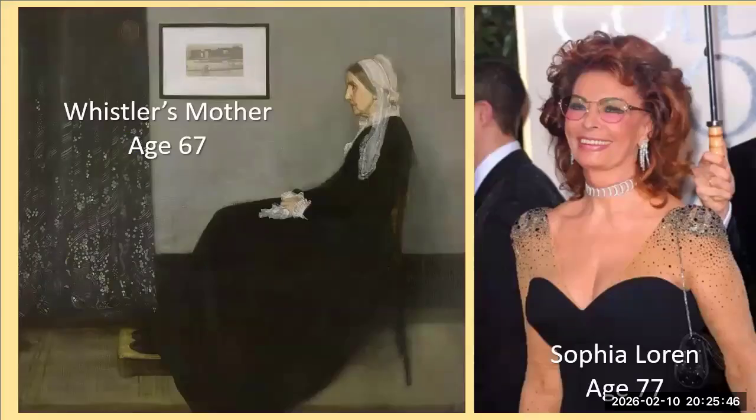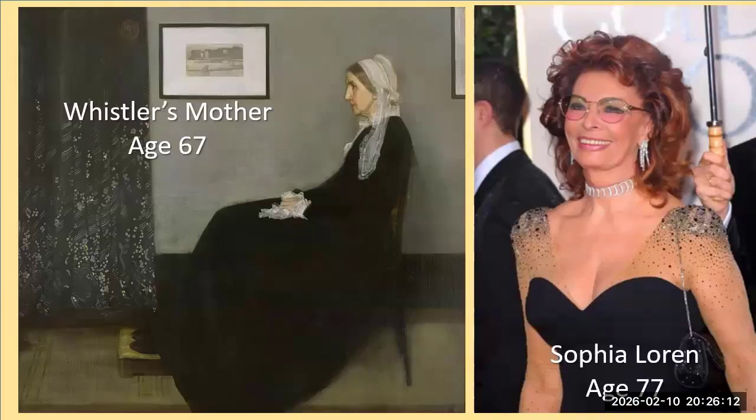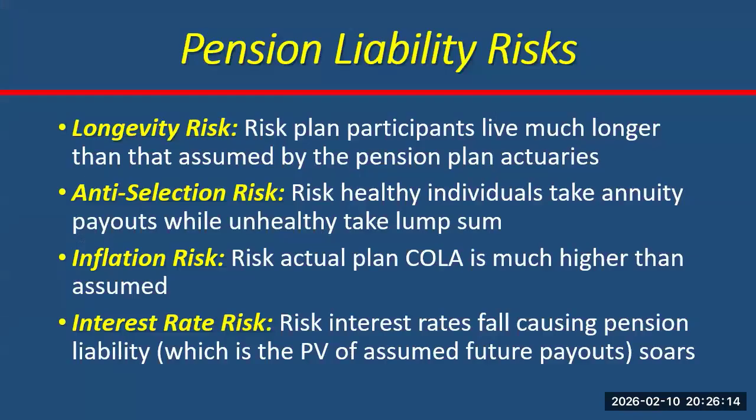So how much are we aging now? This is Whistler's mother at age 67. Sophia Loren at 77. Have y'all noticed how much older people look when you go back, look at pictures from 30, 40 years ago? We're aging, maybe not me, but a lot of people are aging pretty well. I mean, she looks pretty good at 77. You could say the same thing with some others. Raquel Welch, she passed away. I think both of them have passed away, but they both look pretty good. We're aging much better. We're living longer.